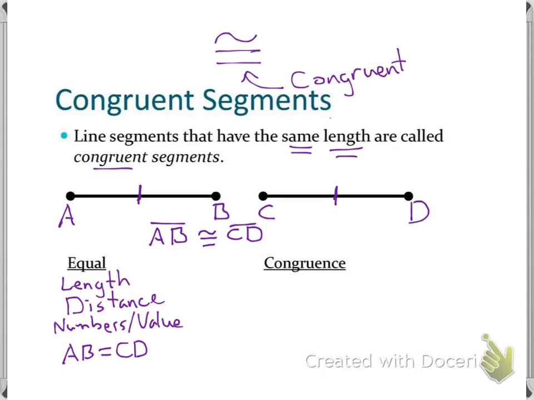So, on the opposite side of that, we get congruence. Now, congruent is talking about the actual segment. It's an object. There's no numbers involved. We're talking about that shape itself. We've copied it and created a new version. And that's why we say the segment, notice the bar above AB, is congruent to segment CD. Now, these are saying the exact same thing, essentially. They're connected to each other.